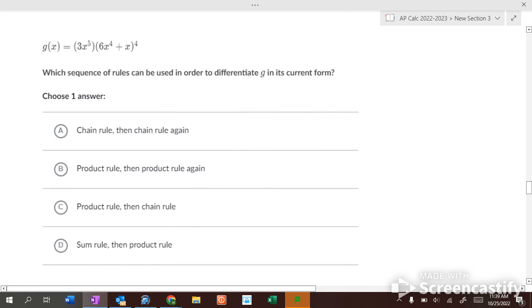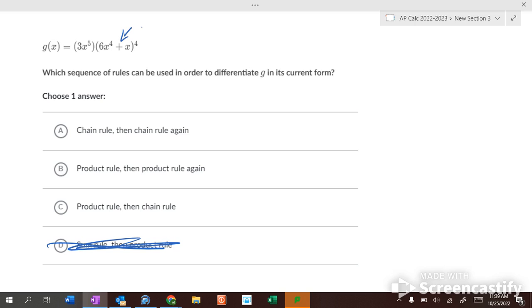Then we'll move on to what methods would you use to solve these? Would you use the chain rule and chain rule again? The product rule and product rule again? The product rule then the chain rule? Or the sum rule then the product rule? I don't know what the sum rule is. So it's not D. Okay. Well, honestly, I don't even know at this point anymore because, apparently, you can multiply them.